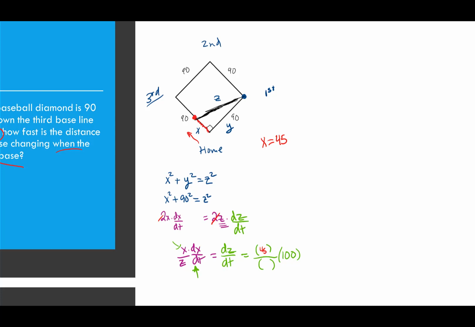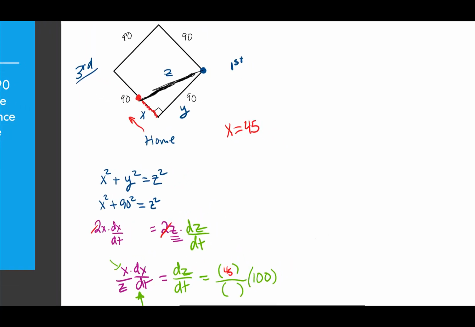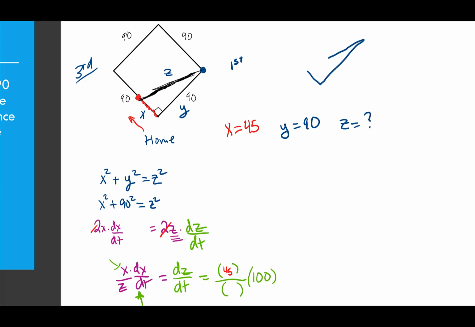We can do this. So what do we got? Our x value is equal to 45. Our y value is equal to 90, and we're trying to find our z value. There's our triangle. We'll draw it out again, take it out of the diamond. 45, 90, and we just have to find z.